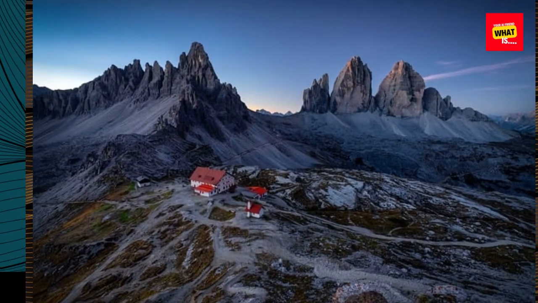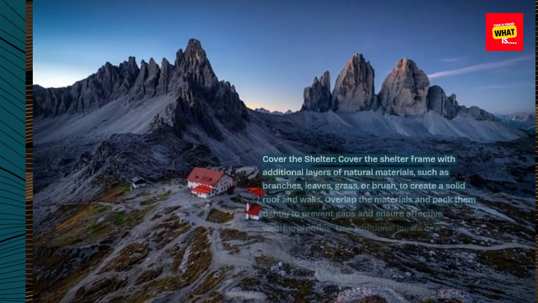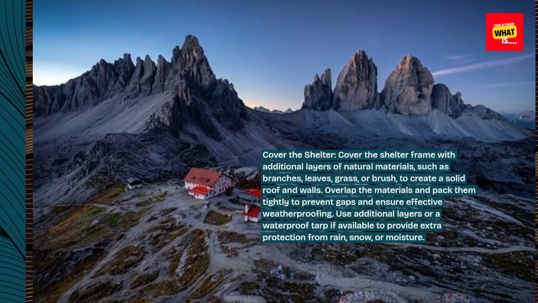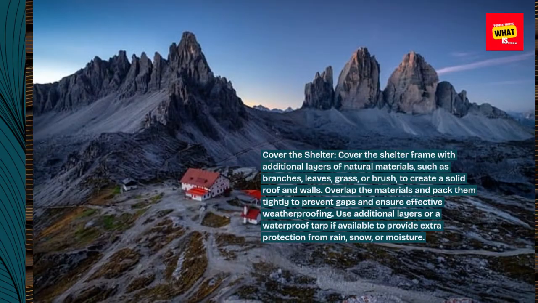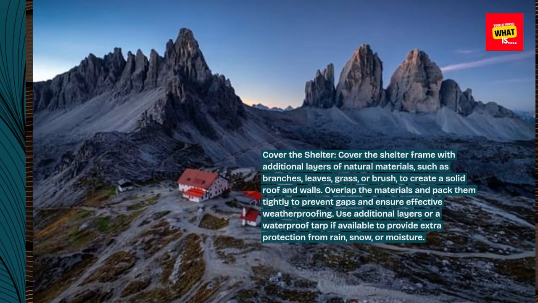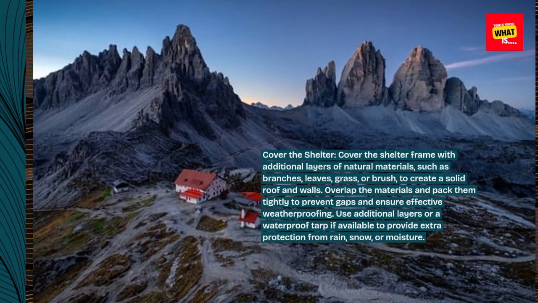Cover the shelter. Cover the shelter frame with additional layers of natural materials, such as branches, leaves, grass, or brush, to create a solid roof and walls. Overlap the materials and pack them tightly to prevent gaps and ensure effective weatherproofing. Use additional layers or a waterproof tarp if available to provide extra protection from rain, snow, or moisture.